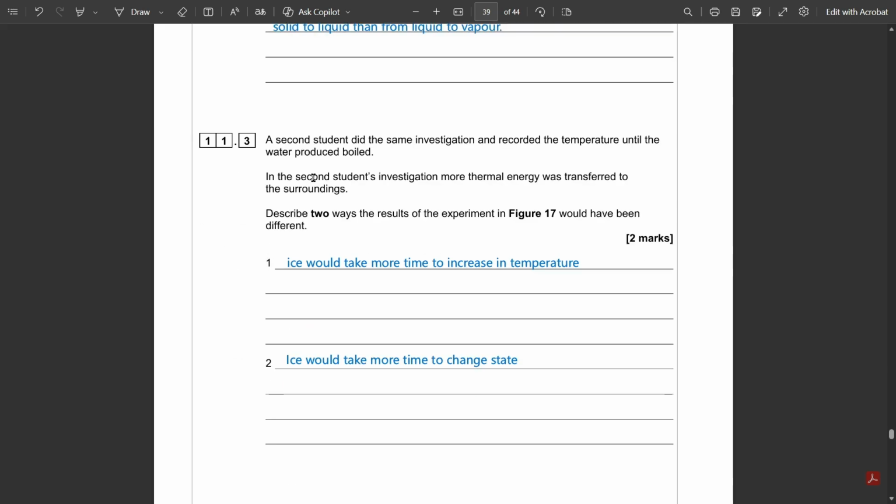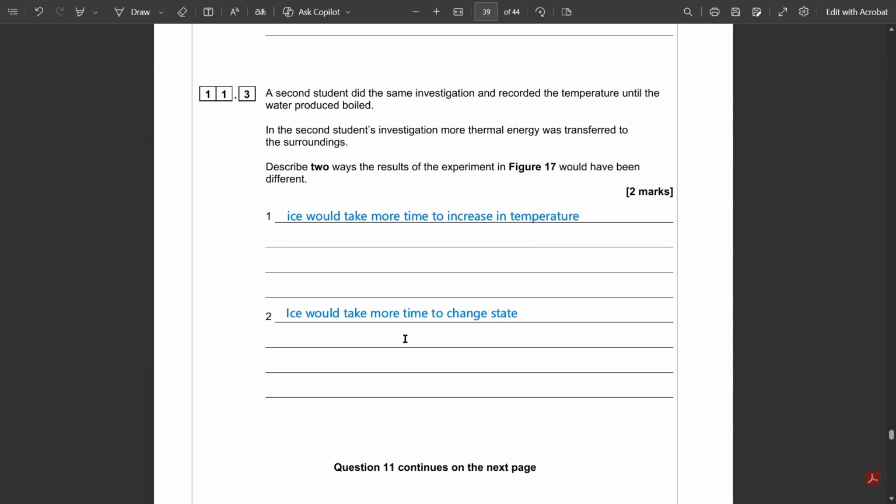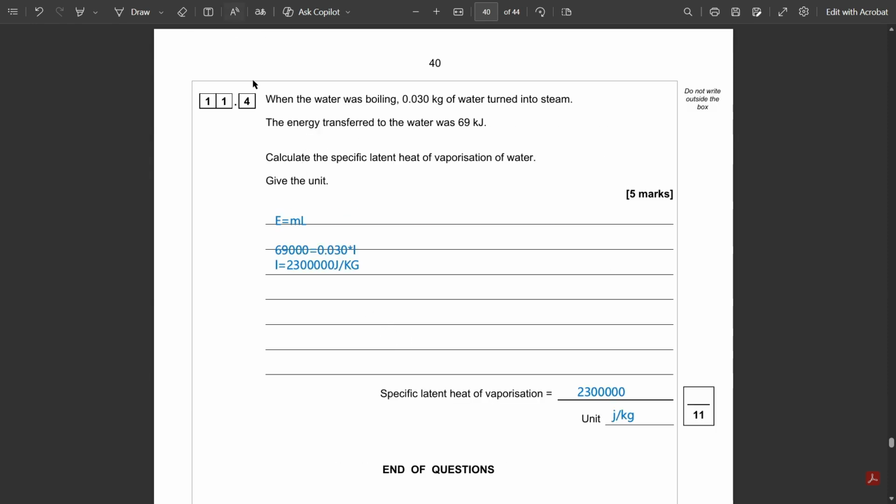A second student did the same investigation and recorded the temperature until the water produced boiled. In the second student's investigation, more thermal energy was transferred to the surroundings. Describe two ways that the results of the experiment in figure 17 would have been different. Ice would have taken more time to increase in temperature, and the ice would have taken more time to change state.